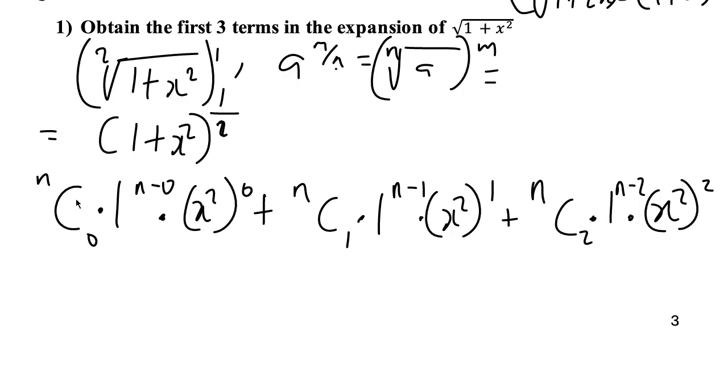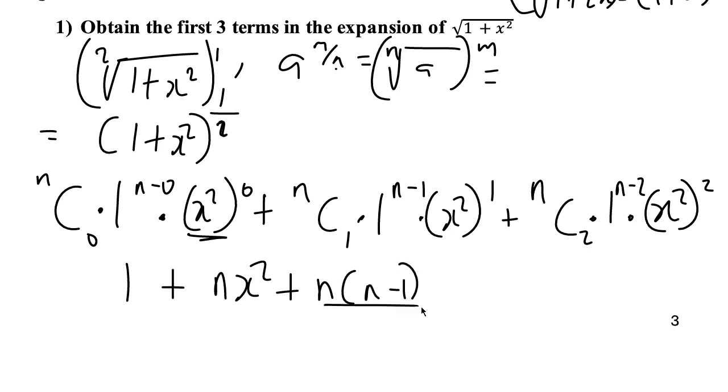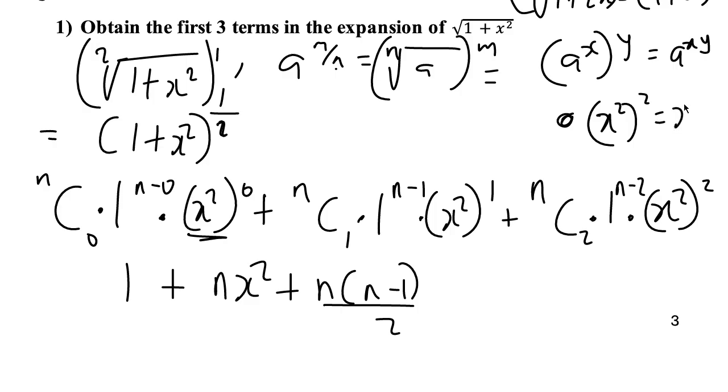The job is done. n combination 0 is 1. 1 to the power n minus 0 is 1. And then x squared, any number raised to 0 except 0 is 1. Then plus n combination 1 is what? Is n. We said that before. And then 1 and then x squared. So that's nx squared. Then plus n combination 2. We said it earlier. Is what? n into n minus 1 over 2. And then x squared to the power 2. Remember power law that says that a to the power x to the power y is equal to what? a to the power xy. So x squared all squared is x to the power 2 times 2, which is what?